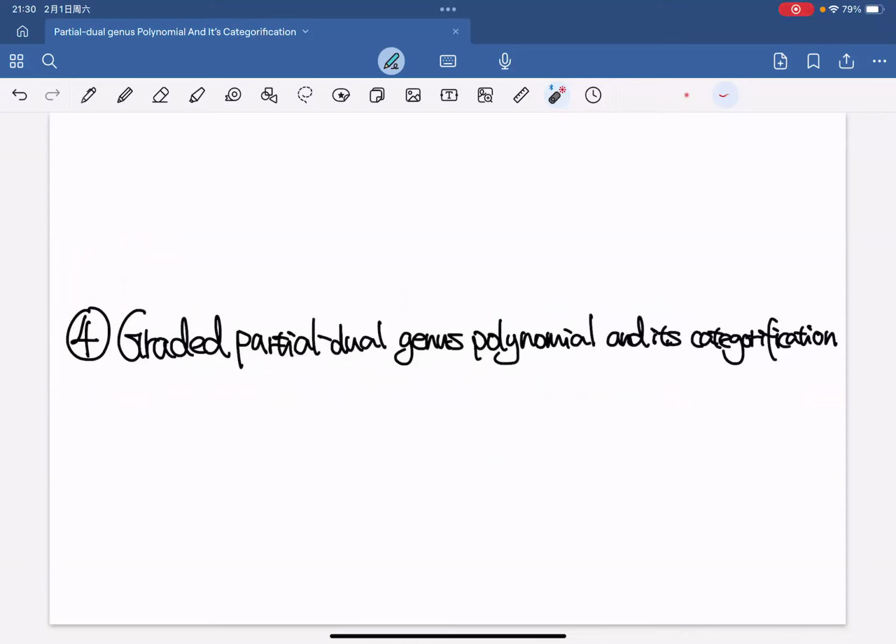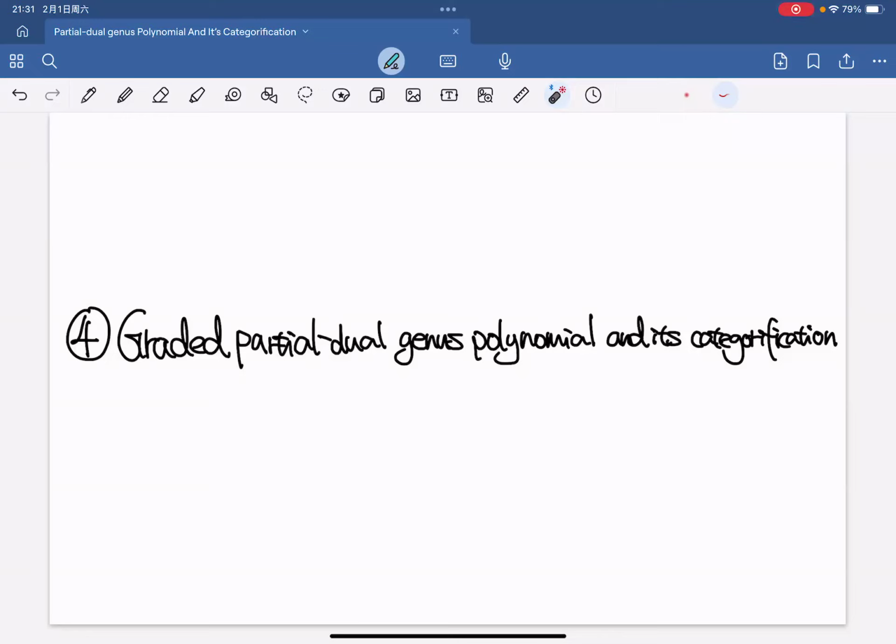Okay. So next I will go to the last part of my talk, and just as the title suggests, I will discuss the categorification of the partial dual genus polynomial. Roughly speaking, just as in the first talk given by Professor Khovanov, by categorification I mean that I will introduce a homology theory such that the graded Euler characteristic is equal to the partial dual genus polynomial.